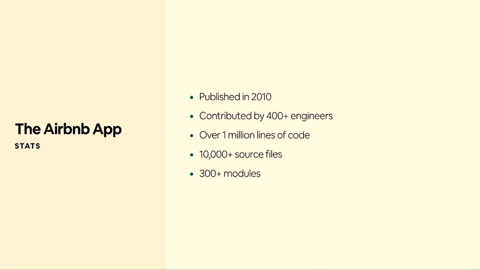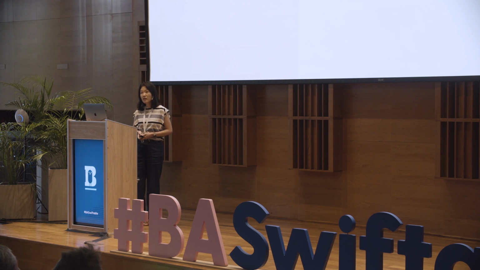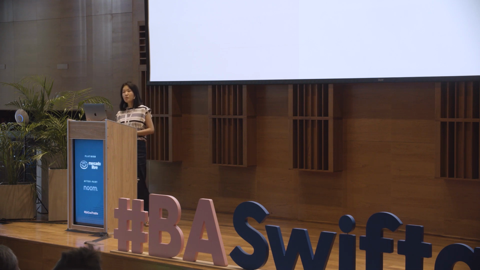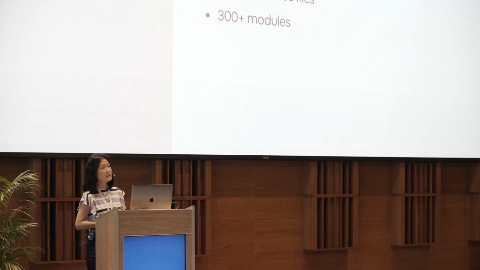So Airbnb app was published in 2010 for the first time. So far, it has been contributed by over 400 engineers. It has over 1 million lines of code with 10,000 source files and over 300 modules. It provides various features like product discovery, booking, reservation management, verification, host management tools, to name a few. So the complexity of the product and use cases constantly forces us to reevaluate how we can build features and how we can work together.